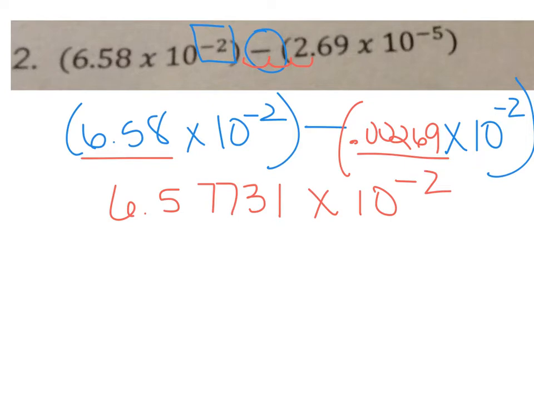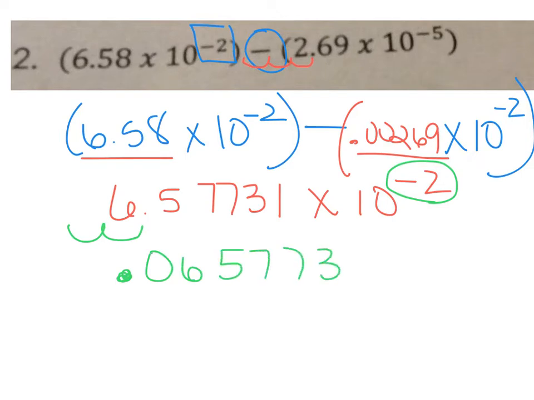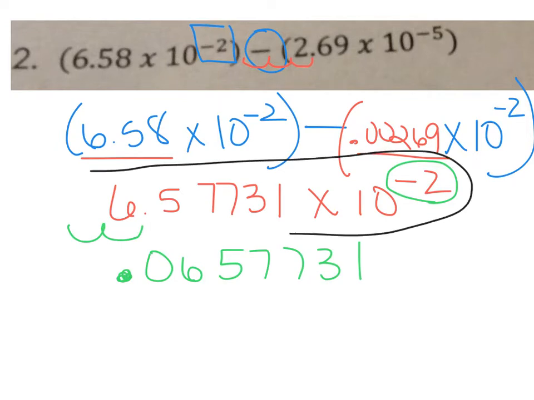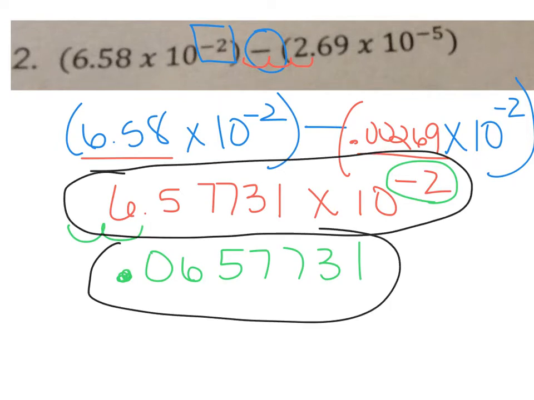Okay, standard notation, because my exponent is negative, I am going to move my decimal 2 places to the left. So my standard notation, and I need to make sure that you show the decimal, 0.0657731. I saw a lot of people on the practice test just totally didn't write the decimal. That's going to be wrong on the test. So my final answers to this problem are, here's my scientific, here's my standard form. Again, stop, figure out what you did wrong, write me a little statement, and correct your work.